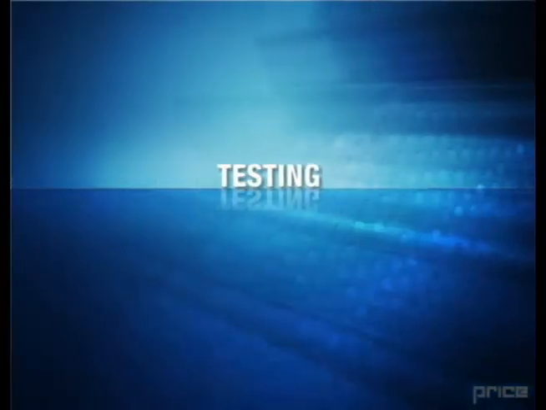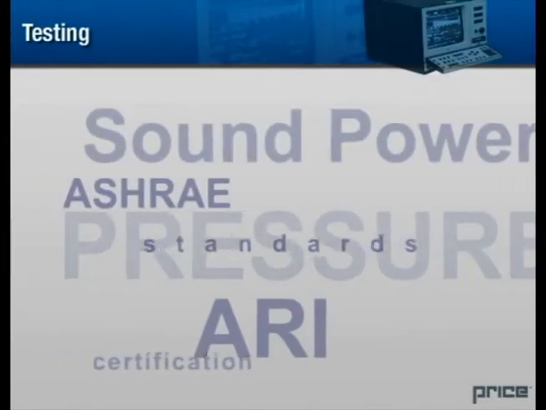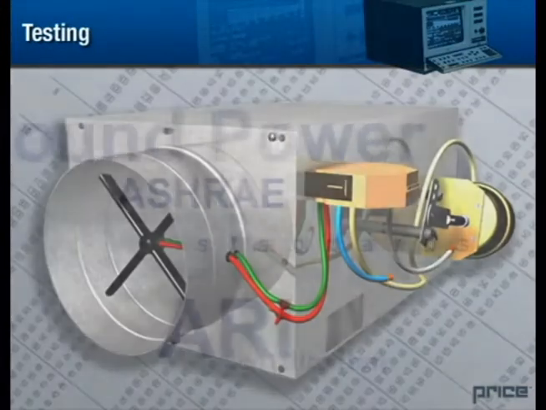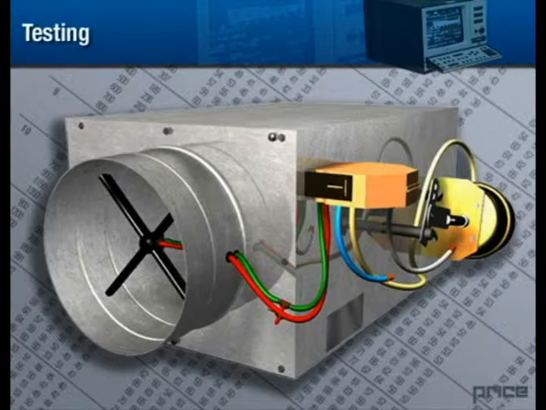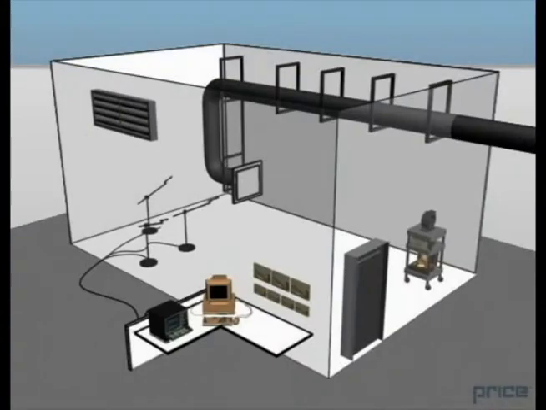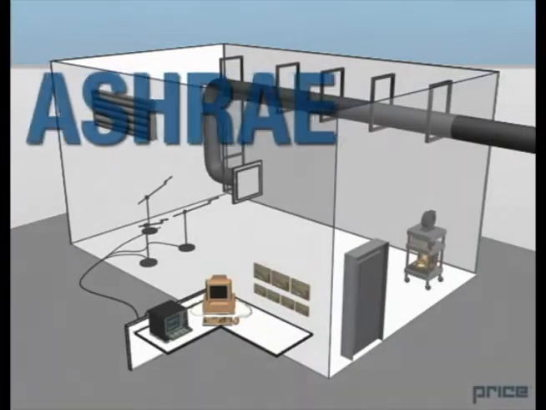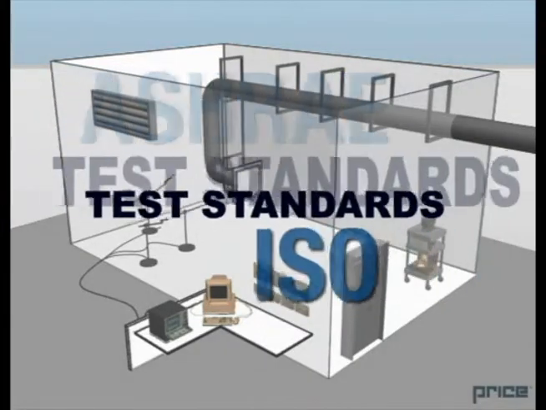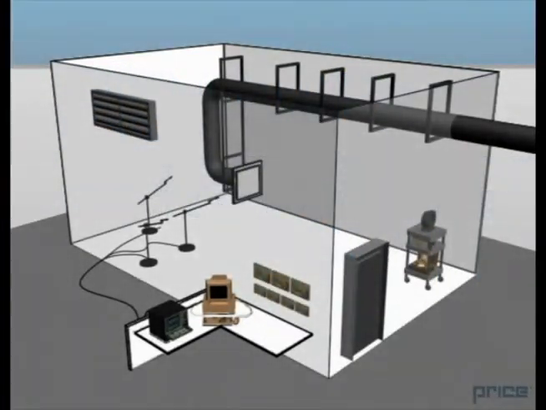Testing. The availability of reliable sound power and pressure data is important when it comes to comparing and choosing specific products suitable for an environment. A key element in the Price Test Facility is the reverberant sound room, constructed to meet ASHRAE and ISO test standards. It is used to measure sound levels produced by the various Price manufactured products.